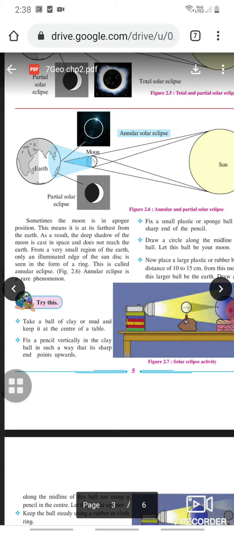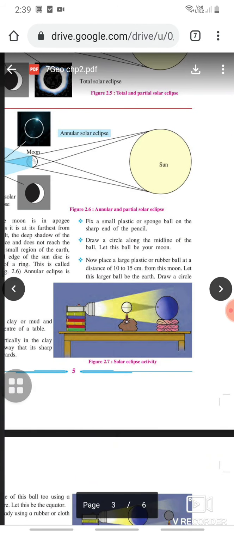So here is an activity for you. Take a ball of clay or mud and keep it at the center of the table. Now fix a pencil vertically in the clay ball in such a way that its sharp end points upward. Like in this activity, it has kept the clay or the mud ball in between and set a pencil like this in the middle of this, so that the sharp side faces upward.